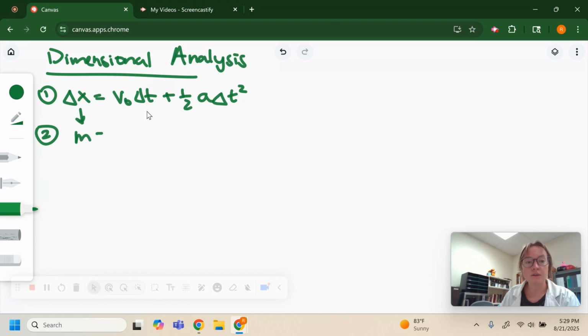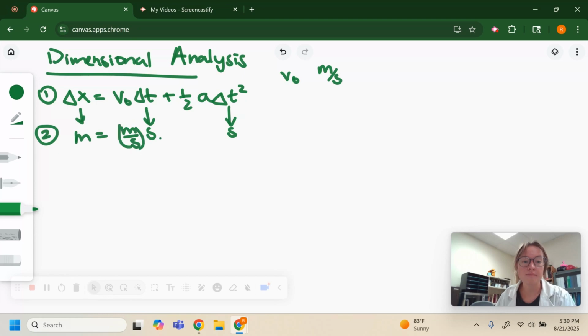You also know that the units of delta t, that's time, are seconds. And over here, we also have another delta t, which is also seconds. But let's fill in some gaps here. First, we haven't talked yet about v naught. V naught represents initial velocity, and the units of velocity are meters per second. So in the equation over here, this is going to be meters per second from our v naught, times seconds from our time.